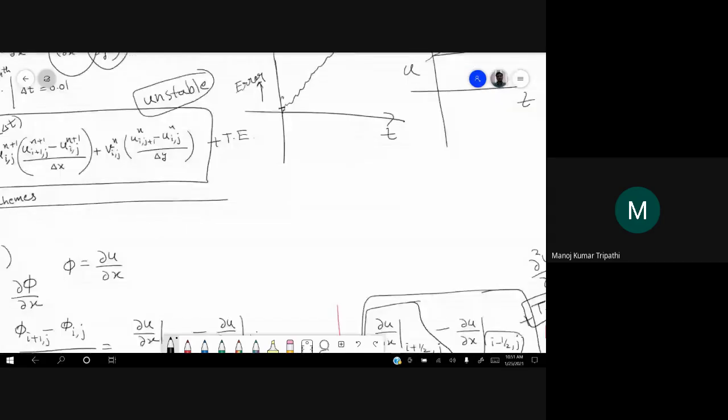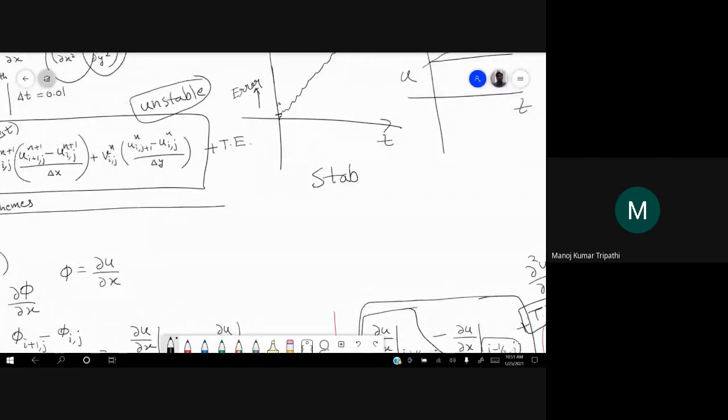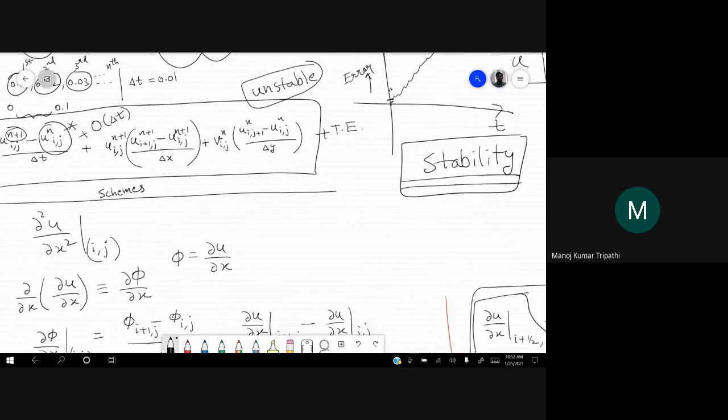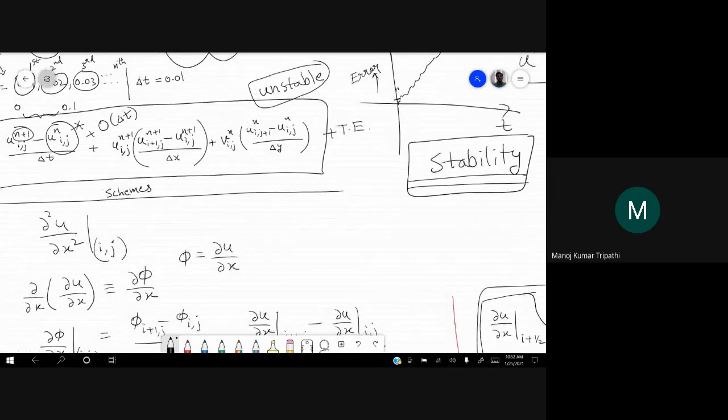So there is a consideration of stability of the different schemes that we use to solve these equations and the difference formulae that we use. We will talk about this stability in more detail and how to ensure that the equation that we have written is stable. All these things we'll discuss in the next few classes.